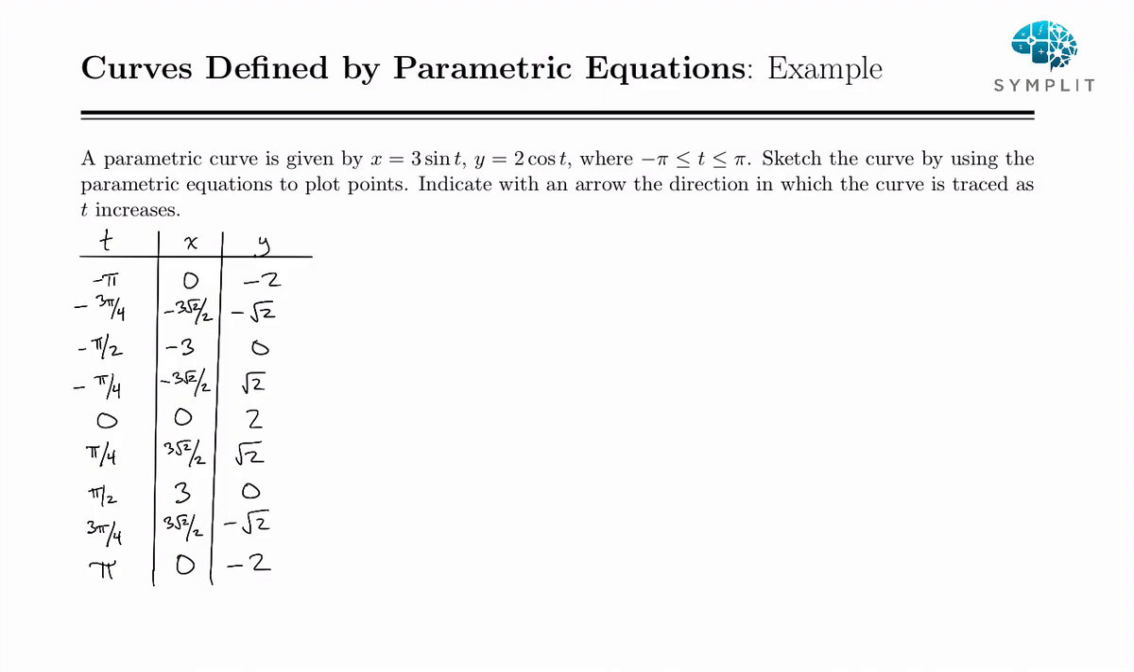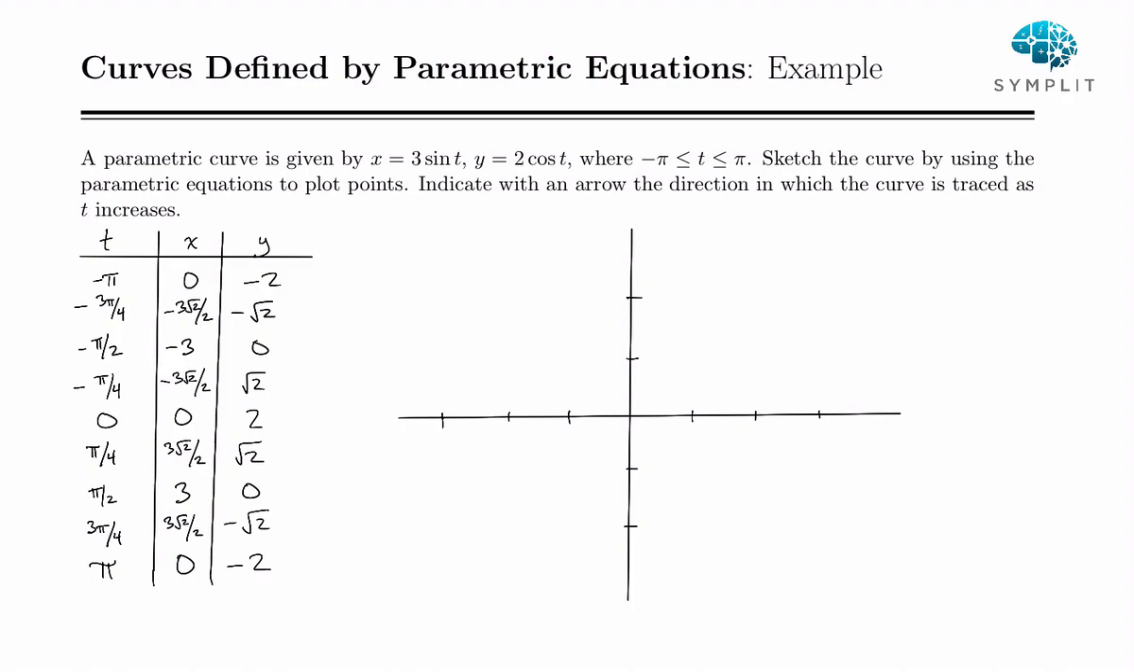All right, there's a lot there. Let's go ahead and see if we can plot these. So clearly the biggest x will ever be is 3, and the smallest is negative 3. And the biggest y can be is 2, since cosine can get up to 1 and down to negative 1, so y goes down to negative 2.